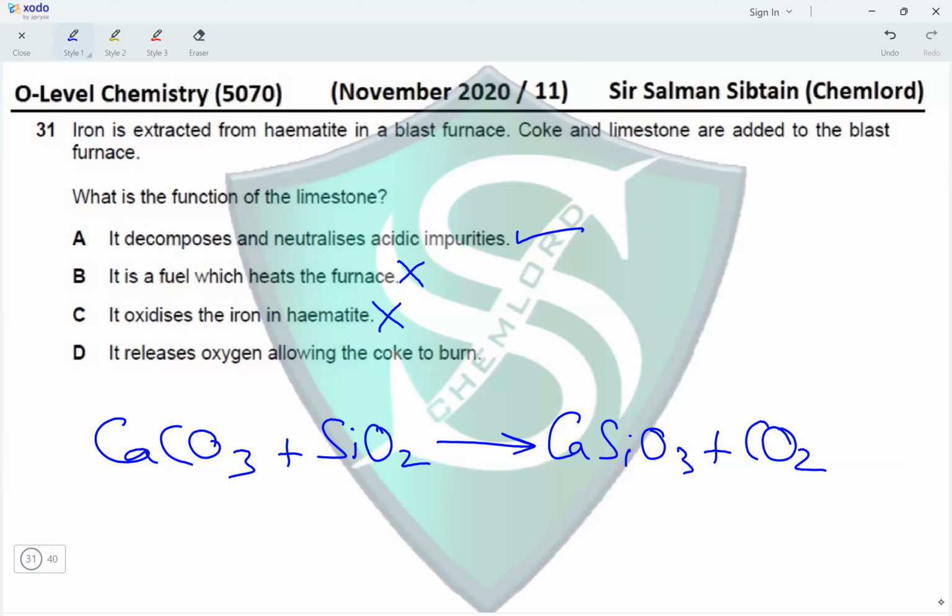It releases oxygen, allowing the coke to burn. No, calcium carbonate has no role in oxygen being reacted with the coke. So this makes option A the correct option for this question.